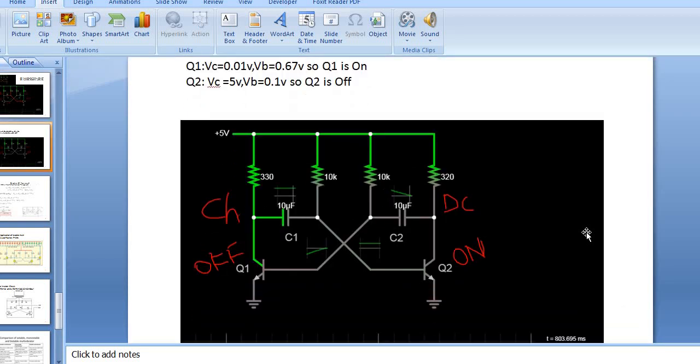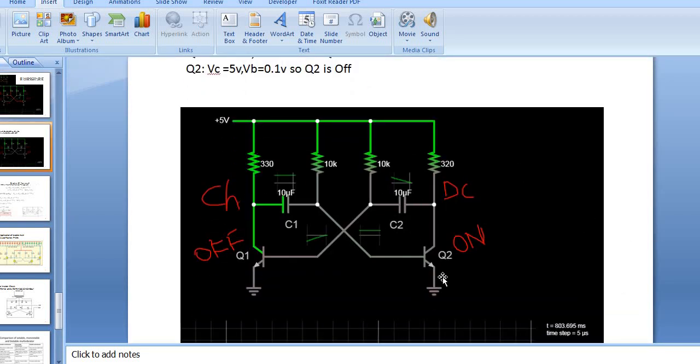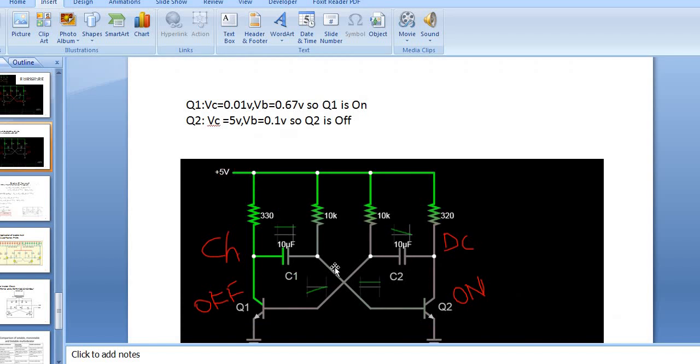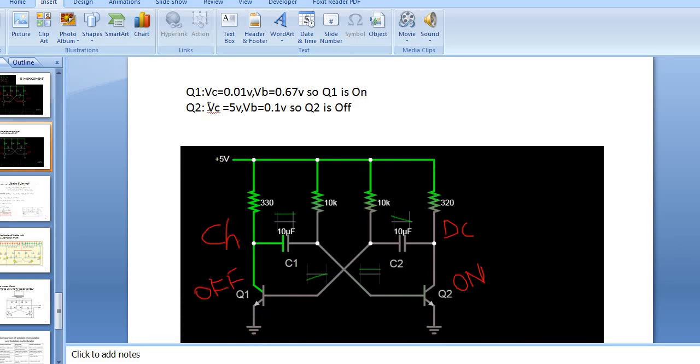Right? In the second case, Q2 is on, Q1 is off, completely opposite of this, right? At the collector of Q1, collector voltage is 0, base voltage is 0.7, that's why Q1 is on. At Q2, collector voltage is 5 volts, base voltage is 0.7, that's why Q2 is off, right?